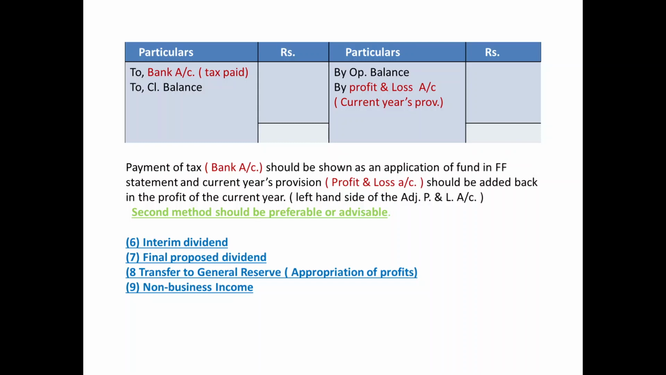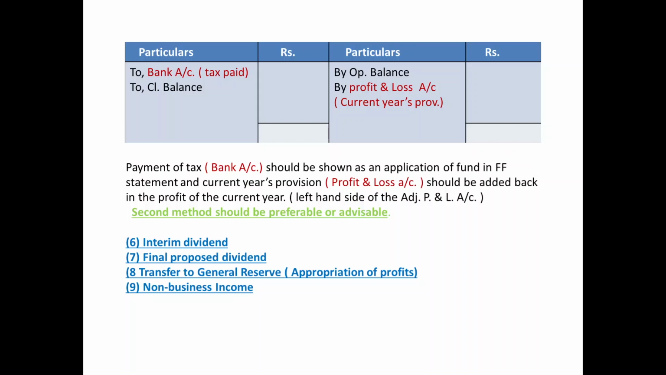And number 9, non-business income. If in a given question there is some non-business income reported in the profit and loss account, then you have to deal with it because it is a non-operating income. So if it is a non-operating income, it should be adjusted by giving the reverse impact in the current year's profit, and you have to report it in the adjusted profit and loss account.